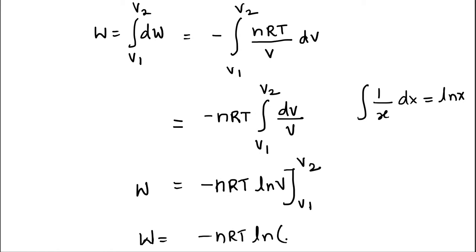ln V2 minus ln V1. So ln V2 minus ln V1 is ln V2 over V1. So negative nRT ln V2 over V1. This is the work done by the gas in the isothermal reversible expansion.